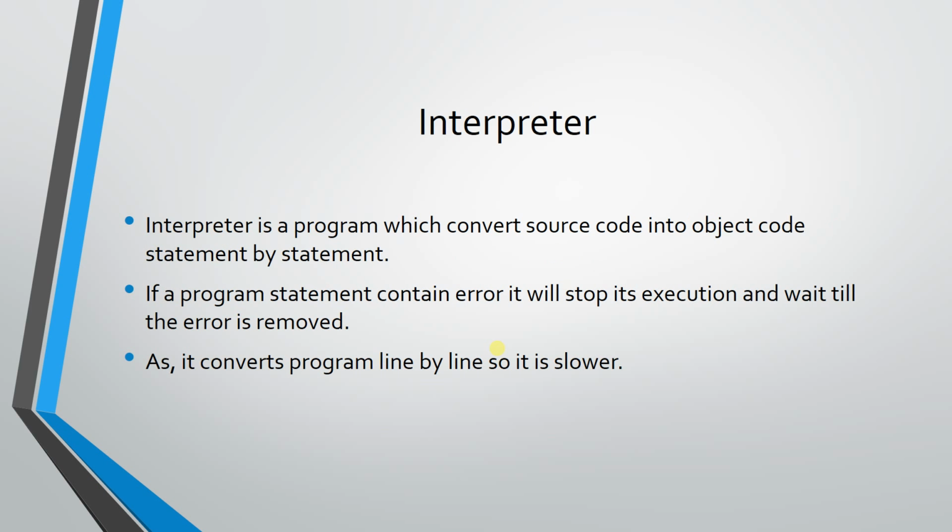So what is an interpreter? Interpreter is a program which converts source code into the object code line by line. Like if I have written a program and the computer is using an interpreter as a translator, so what will the interpreter do? It takes the first line and then decides what that line means, then translates it, and then the computer executes it. So it works statement by statement or line by line. So if a program statement contains an error, it will stop its execution and wait till the error is removed. So as it converts the program line by line, it is much slower as compared to the compiler.